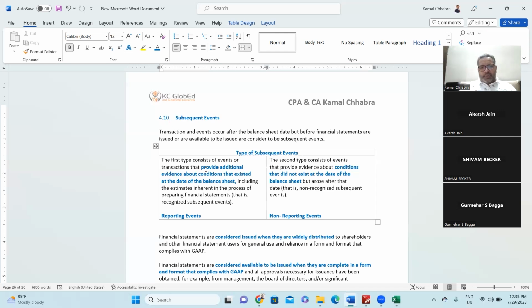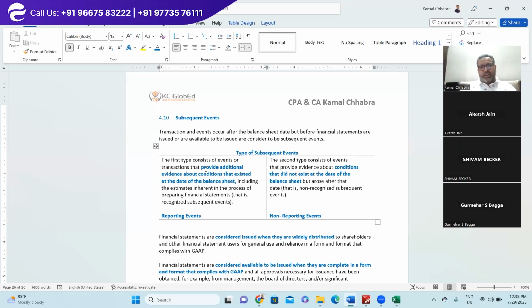So there are two types of subsequent events. So let's understand one by one in detail. Any transaction and event that occurs after the balance sheet date but before the financial statements are issued. So what is financial statement issue? In our example, 28th of February, when we are signing off the financial statements, or they are available to be issued, is considered the subsequent date. Available to issue means those are signed by the auditors as well as the board of directors or management, right? And these are available to the shareholders or to the Securities and Exchange Commission, right? So the period in between is called the subsequent event period.